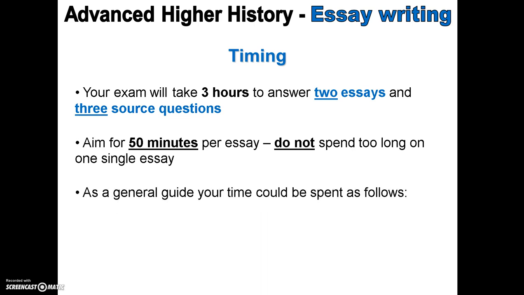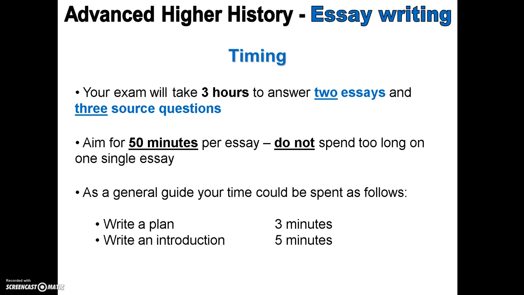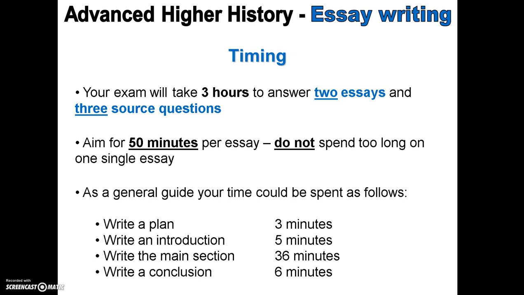As a general guide, you might spend your time as follows. Writing a plan, taking around 3 minutes. It may seem that this is wasted time, but in fact having a clear idea of what you're going to do and how you're going to do it will save problems later on. Your introduction might take you around 5 minutes to write, and this would leave around 36 minutes to write the main sections. Finally, this would leave around 6 minutes for a conclusion. Of course, these are not exact times, but you may wish to stick broadly to something along these lines.